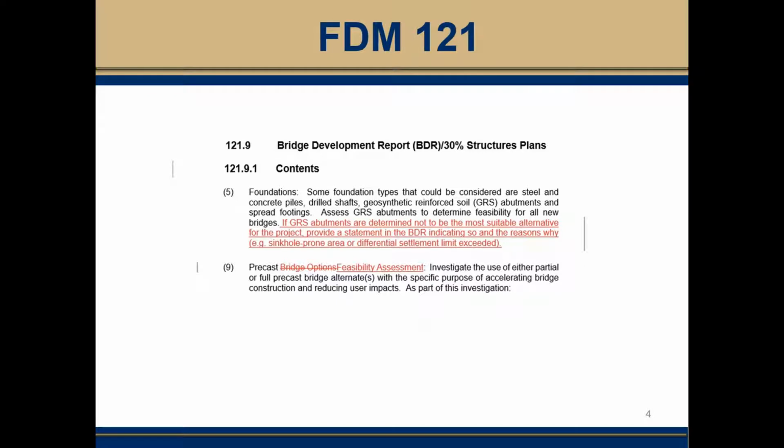The next change is to Section 121.9.1. Through the Department's review of recent bridge development reports, it was found that GRS abutments and precast alternatives were sometimes not considered and were routinely eliminated from consideration without proper justification. Item 5 requires that a statement be provided in the BDR indicating the reasons why GRS abutments are not the most suitable foundation alternative. The change to Item 9 is an editorial change to be consistent with the BDR Submittal Checklist, which can be found in Chapter 103.